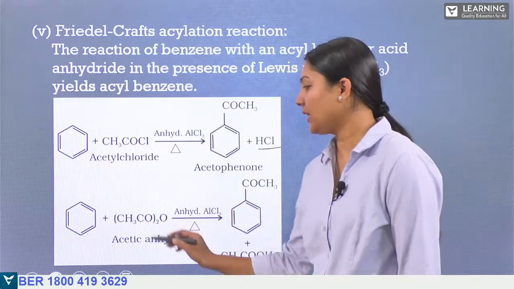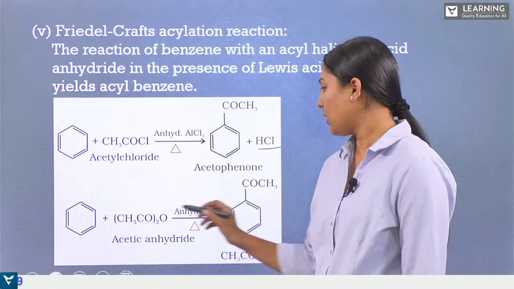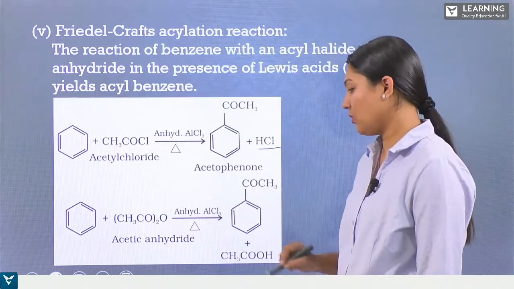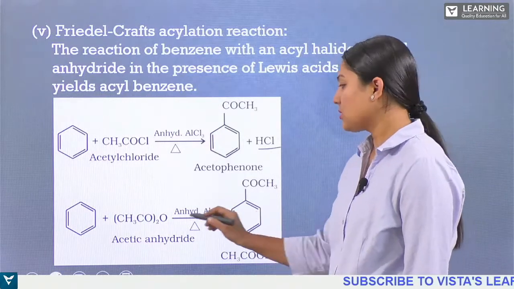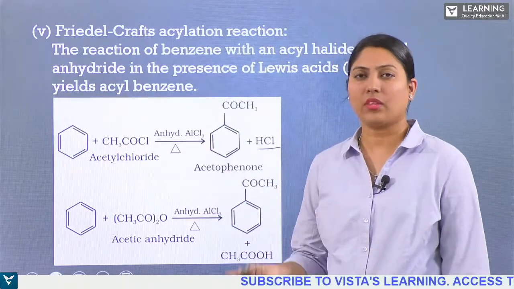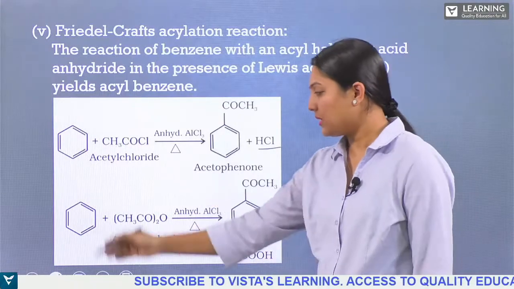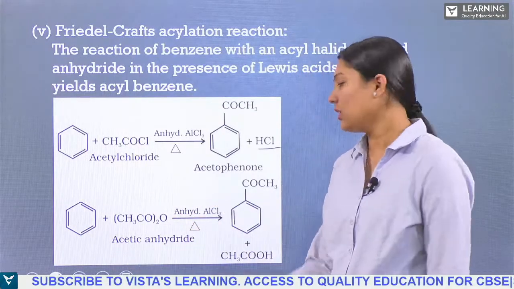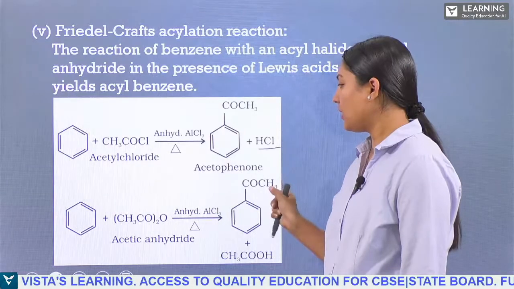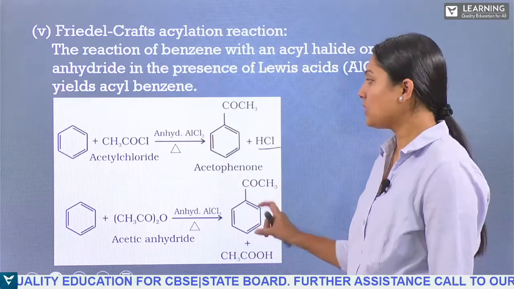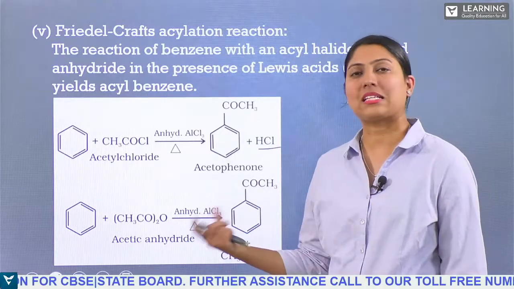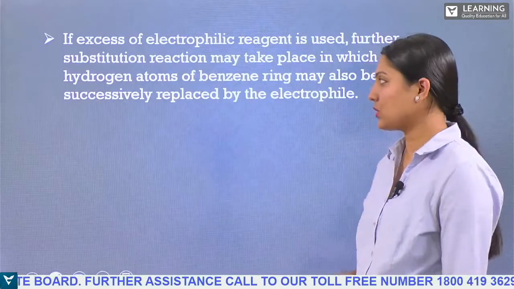Similarly, if you are taking acetic anhydride, what happens? COCH3 will be attached with removal of the CH3COOH group. So in presence of anhydrous aluminium chloride, benzene reacts with acetic anhydride to give you acetophenone with acetic acid. This is how the reaction takes place; the mechanism we'll study in the next session.